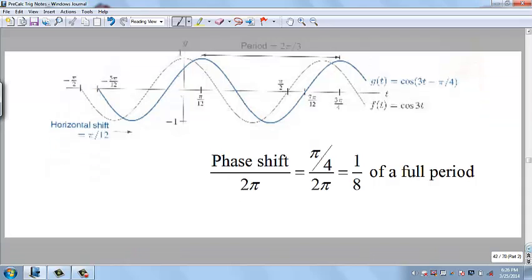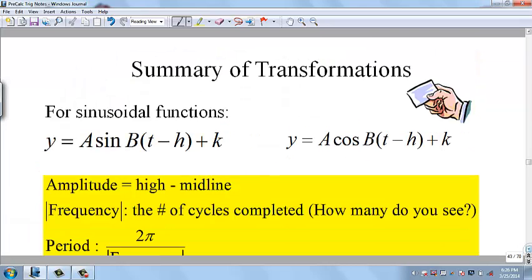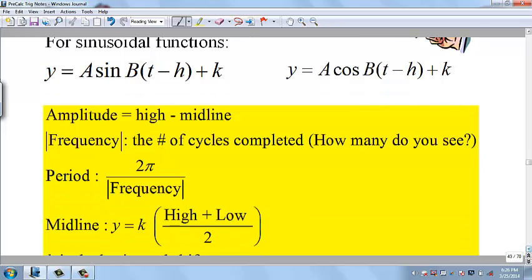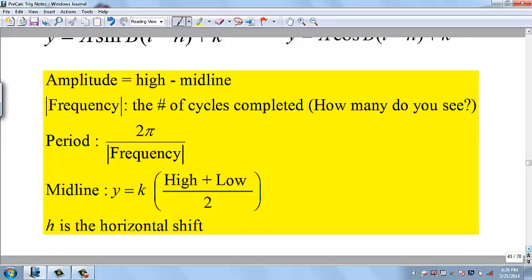So let's do a little summary on this next slide. I try to summarize it because it kind of gets confusing. The amplitude is high minus midline. Your frequency is the number of cycles completed. How many do you see? The period is 2 pi over your frequency, and I put an absolute value sign. My midline is y equals k, or high plus low divided by 2, and h is a horizontal shift. Again, remember, b times h is the phase shift.